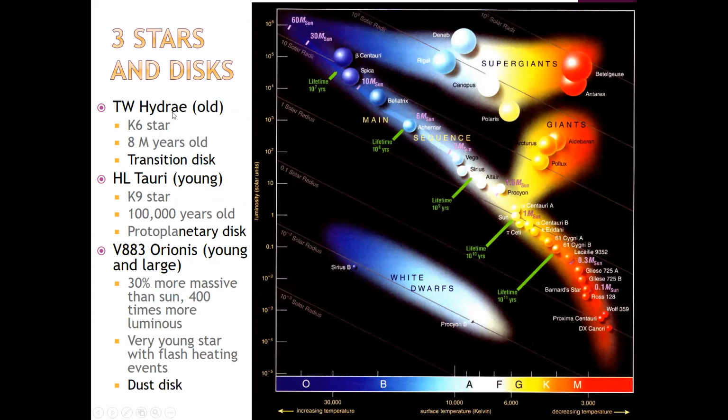So the three stars we'll be looking at are TW Hydrae, which is a K6 star, HL Tauri, which is slightly larger and a K9 star, and then V883 Orionis, which is a young star that's 30% more massive than the sun, but 400 times more luminous. So here's the sun, and to be 400 times more luminous, it would be up in this range.